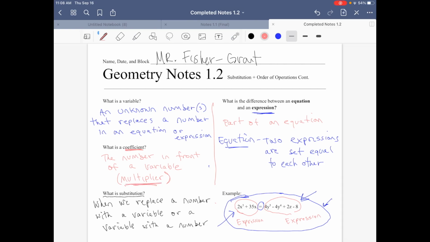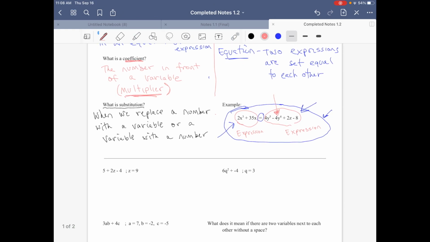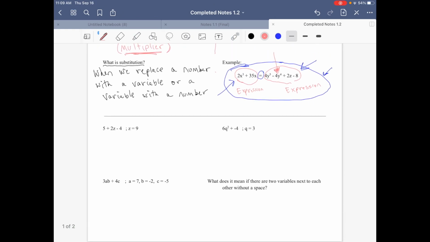So for example, we've got this 2x here, so the coefficient is 2. For this one, 35x, coefficient is 35. For 4y to the 5th power, the coefficient is 4. For negative 4y to the 4th power, negative 4. Right? It's that number right in front of the variable, and whenever we have it there, we always multiply it. It is the multiplier. So let's scroll down here and take some examples. These are all substitution problems.